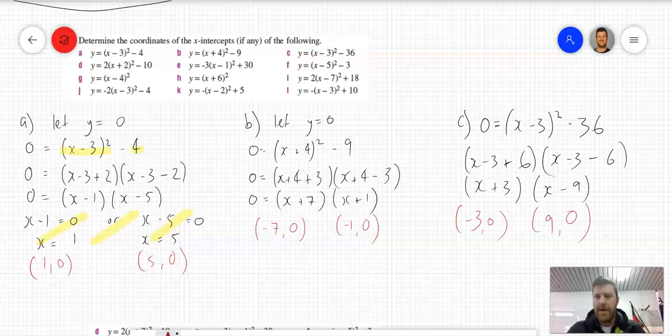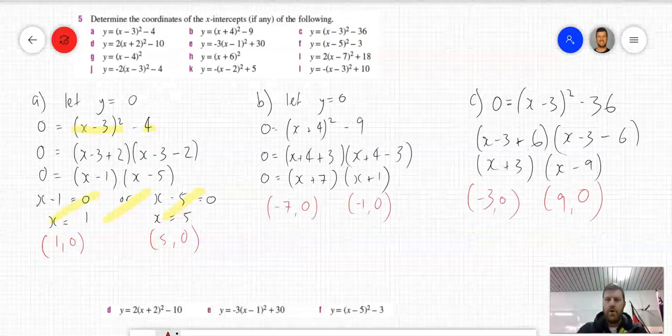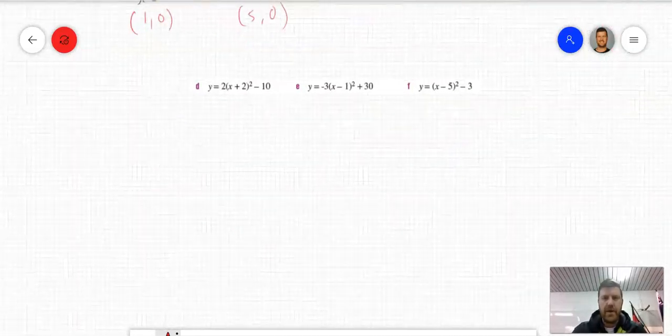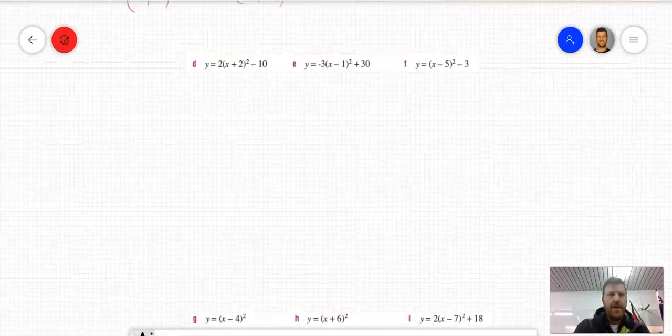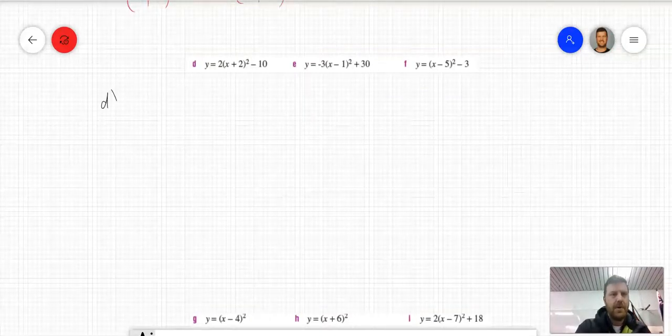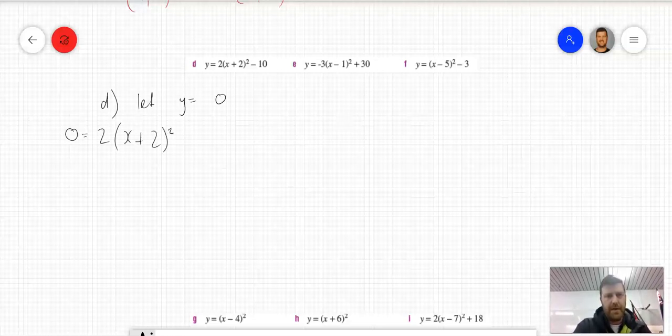Okay, now believe it or not guys, they're actually quite easy questions when it comes to working out the x-intercepts. The next row of questions get a little bit trickier, so let's go ahead and have a go at question 5D again. Let's go through the whole process. So let y equal 0 and 0 equals 2, x plus 2 all squared.